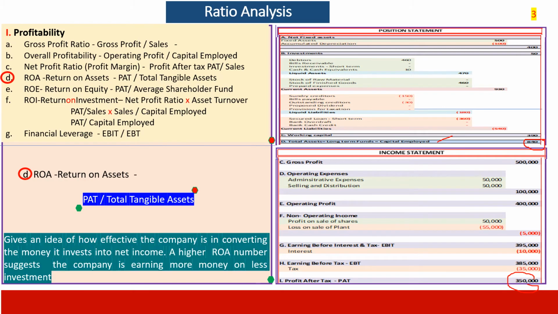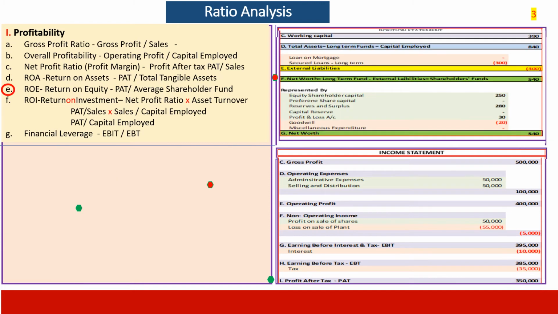And what does it indicate? How effective the company is at converting money into net income. A higher return on assets means the company is earning more money on less investment. A higher percentage of return means a small amount giving big returns, more than normal returns.